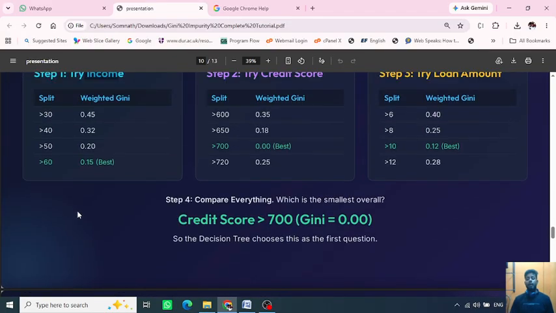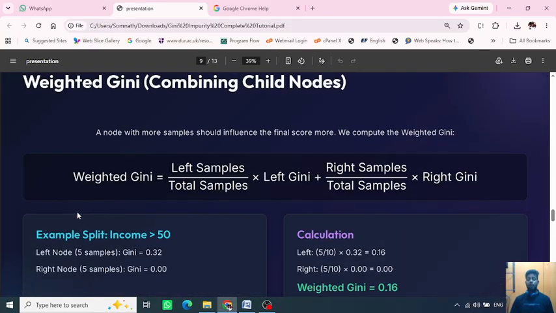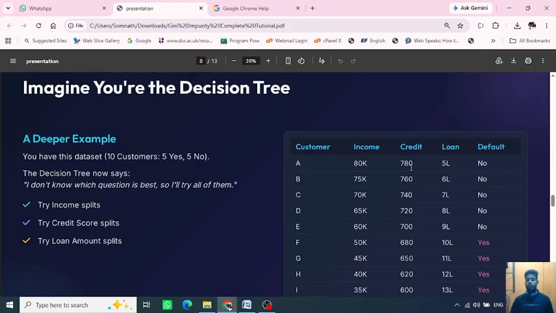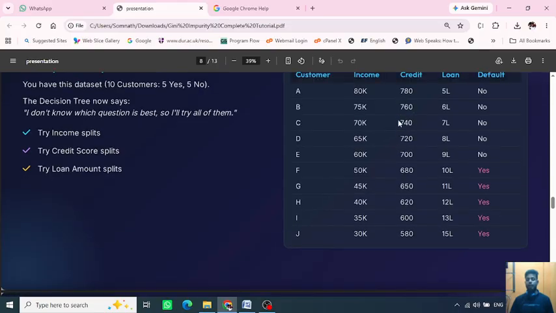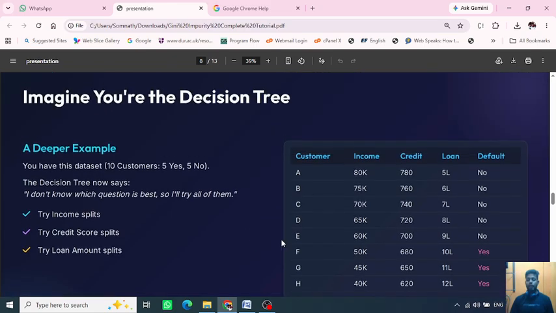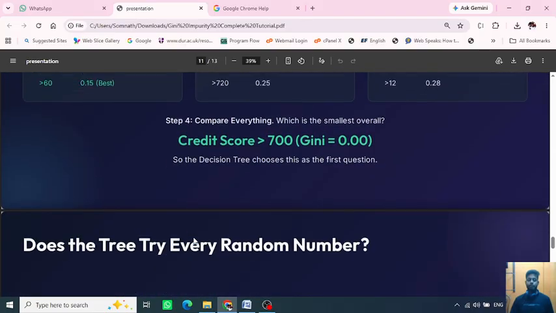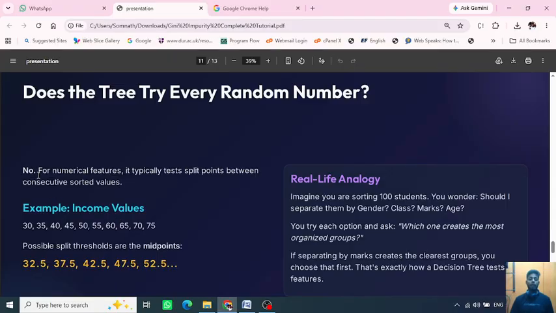So another question is, when calculating the Gini for all values of a particular feature, like suppose credit, with lots of values like 780, 760, does Gini actually get calculated for all its values or randomly picked? No, actually, let me explain. It typically takes a split between points, between the consecutive sorted values.